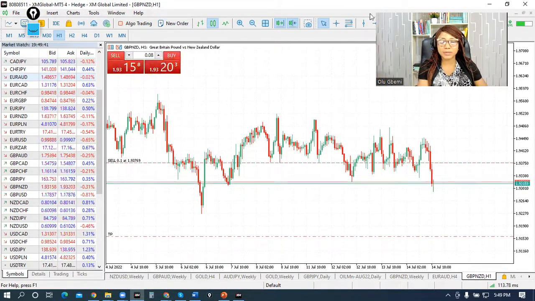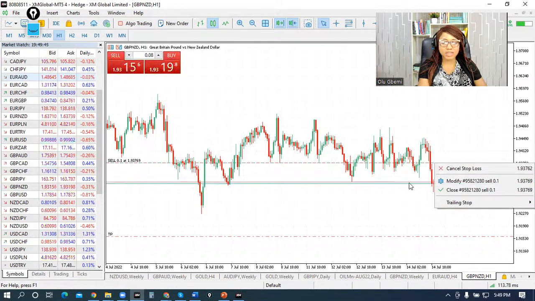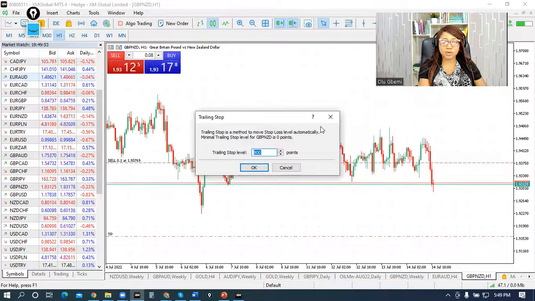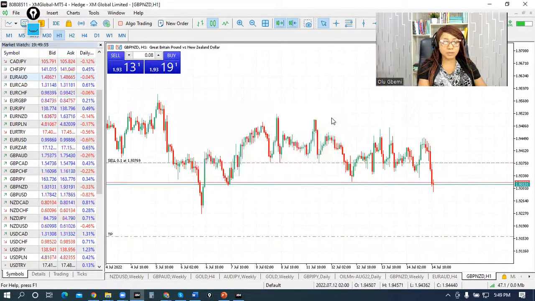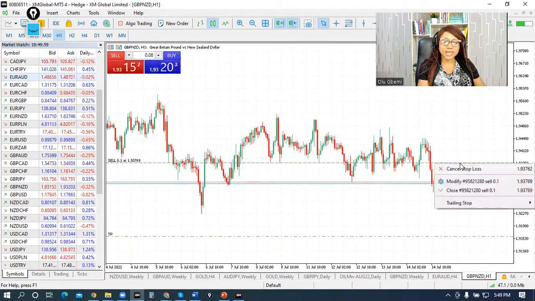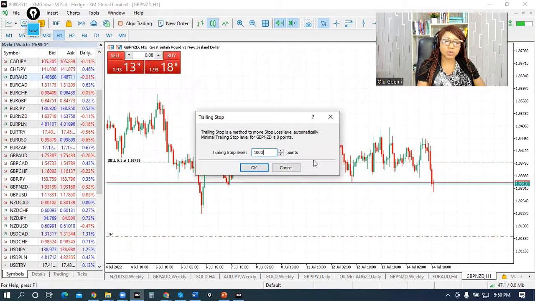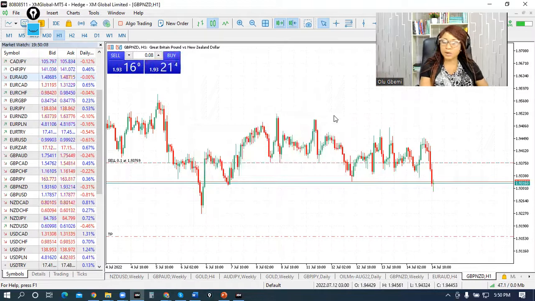You want to be able to do this. Very simple. Remember, right click on the trading line, whether your stop loss, your take profit, or your entry, and click on trailing stop. Click on custom and set the number of points. Remember, points is different from pips. So if you're setting for 100 pips, for instance, you're going to set 1,000. It will be 1,000 points that you set, and you click OK, and that will be it. All right. So that's it.